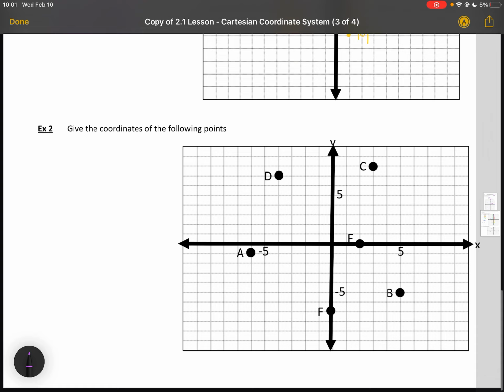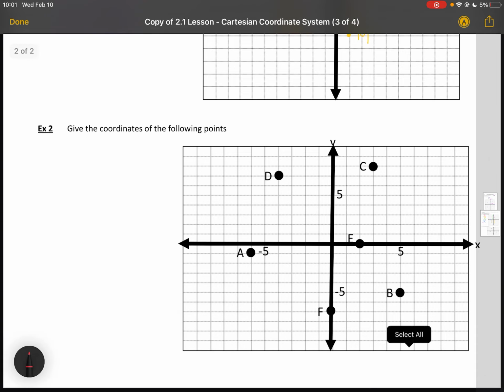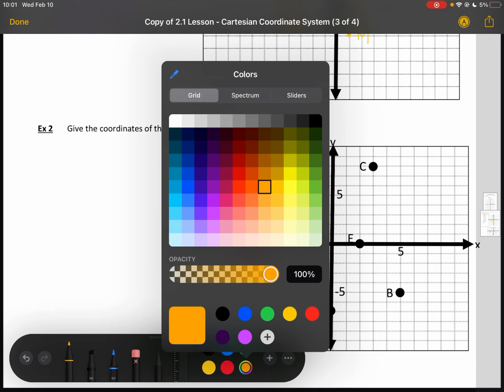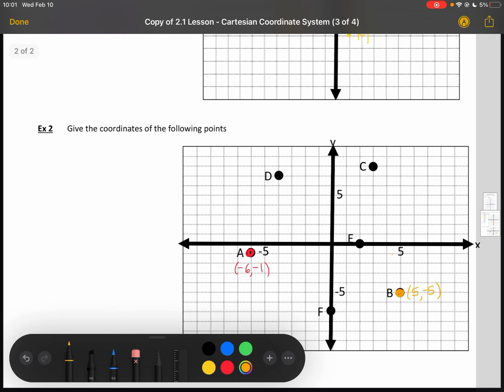You should also be able to identify the coordinates of a point on the graph. So from here for A, I'm going to read off the x-coordinate first. So that is minus 6. It is 1 below the x-axis, so I know my y-coordinate is minus 1. Going to B over here, I'm 5 to the right, so my x-coordinate is 5, and I'm 5 down, which is minus 5.